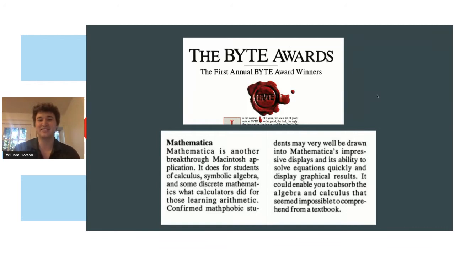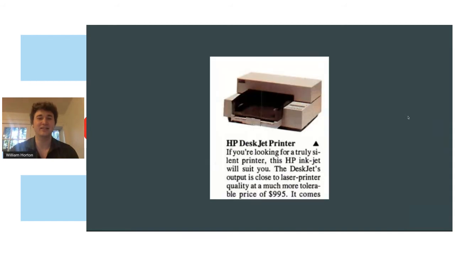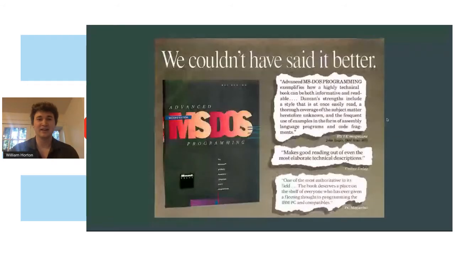The interesting thing about this is I was actually able to go through this magazine, and I think I pulled out a couple of things that established the time frame that we're in. Some of the other things that won the first annual Byte Awards. So we have Next Computer. And an interesting anecdote here is Steve Jobs is actually the one who convinced Wolfram to name the system Mathematica. So that's a little tidbit. You might recognize this, maybe. This HP DeskJet printer, that was state-of-the-art back in 1988. And also this book, the second edition of Advanced MS-DOS Programming. So this is the computing environment that we were in, and Mathematica comes out.